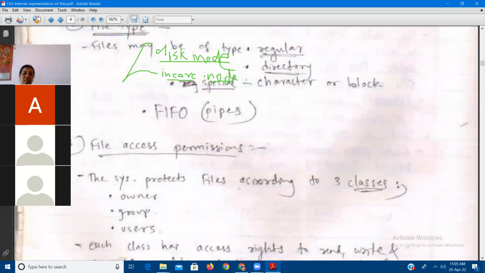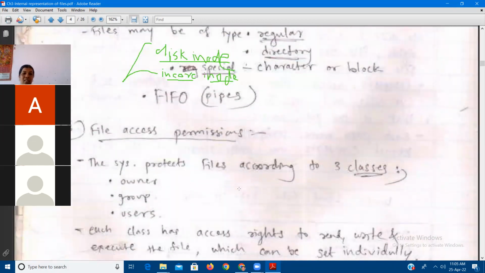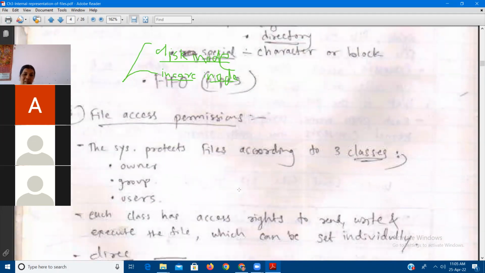Then the third field is file access permissions. So basically, 3 users are there in Unix, and each user has minimum 0 permissions and maximum 3 permissions. These 3 permissions are nothing but RWX. R stands for read, W stands for write and X stands for execution. Each file has its own access permissions with respect to the user.